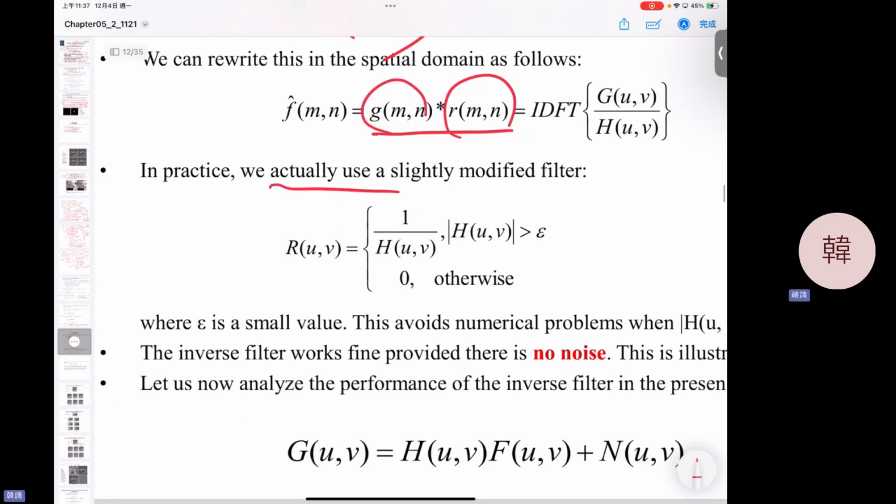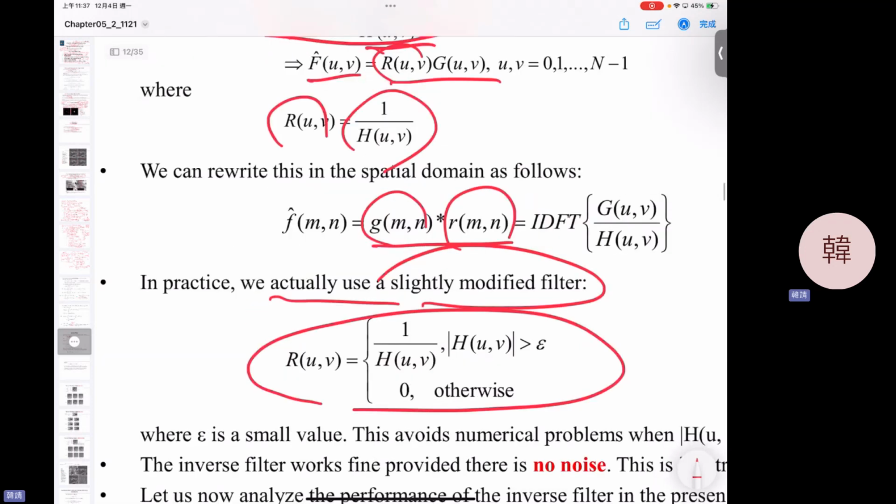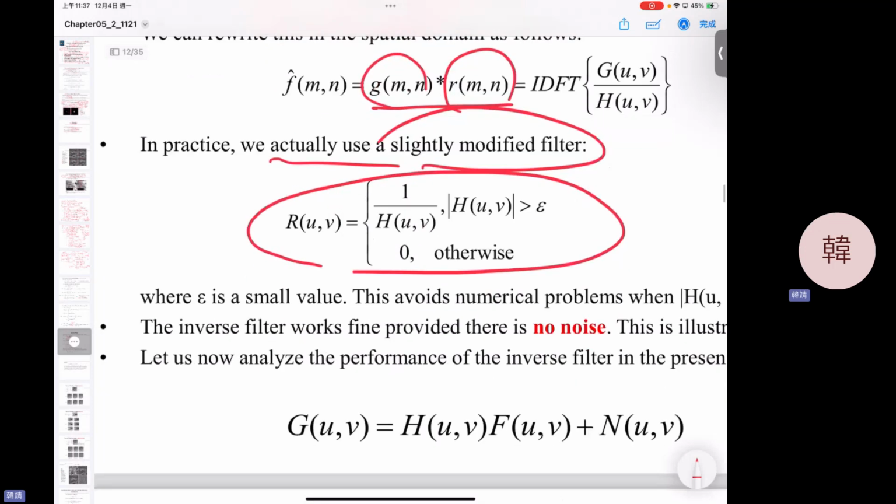So in practice, we actually use a slightly modified filter. Even if you know H already, and there's no additive noise, you have to be careful. You are not going to divide without any limitation, otherwise you ruin your image immediately. Why? Because all our image spectrum goes from low frequency to high frequency, but your high frequency component has less energy. So if you divide, something wrong may occur, and we have to do some protection.